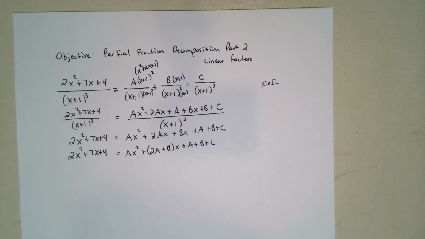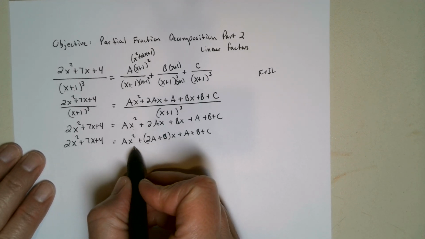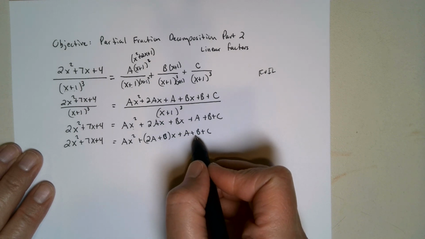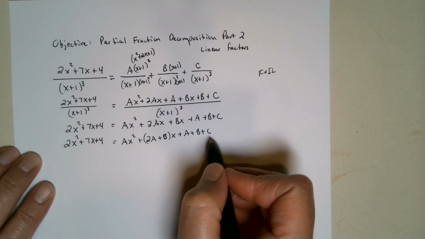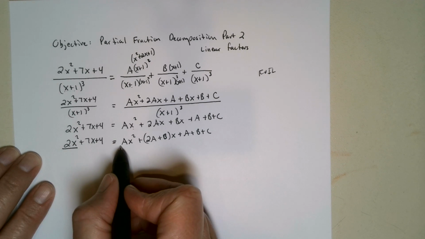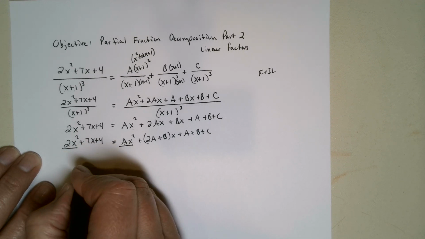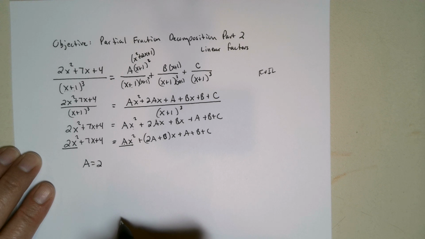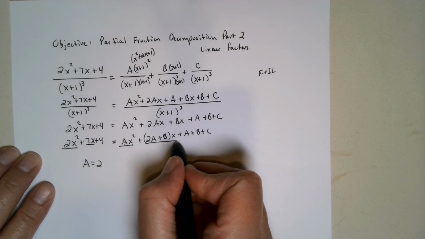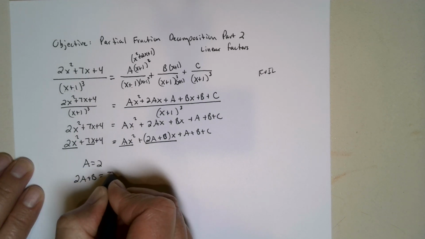So on the left side, I've got 2x squared plus 7x plus 4. On the right side, I have ax squared plus (2a plus b)x plus (a plus b plus c). Now these are equal. So the 2x squared is equal to the ax squared, which means that a is equal to 2. The 7x is equal to the (2a plus b)x. That means that 2a plus b is equal to 7.